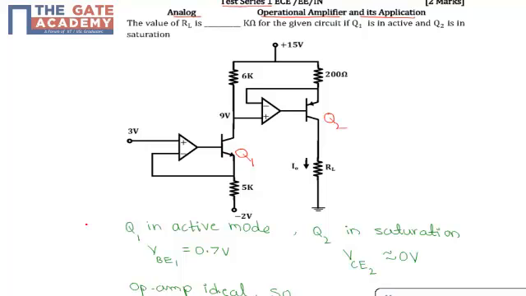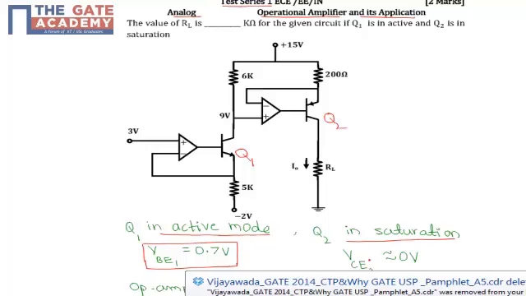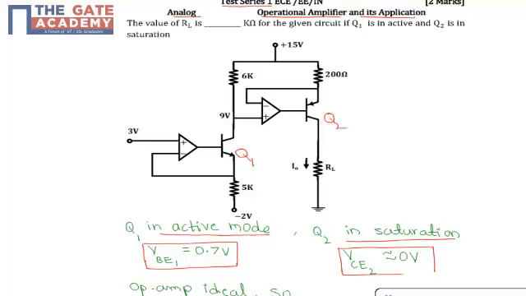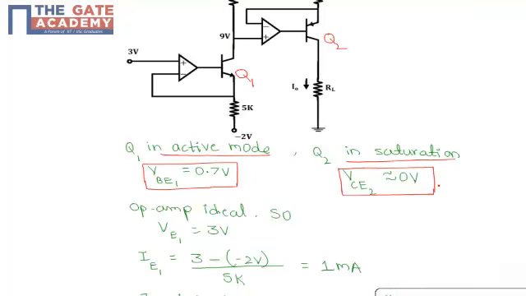When Q1 is in active mode, then VBE1 is equal to 0.7 volts. If Q2 is in saturation, then VCE2 is nearly equivalent to 0 volts. If the op amp is ideal, then the emitter voltage of transistor 1 will be equal to 3 volts.